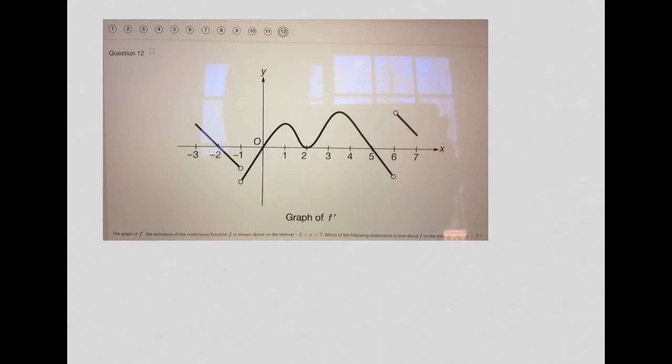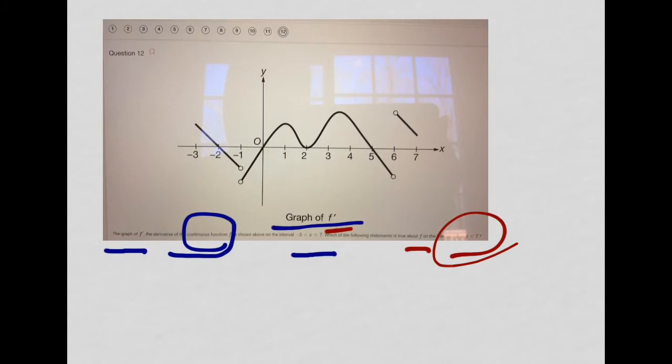Okay, so let's take a look at this function, and it's a graph of the function f prime. A lot of things going on with it. They tell you it's the derivative of a continuous function f, and shown above is the interval from -3 to 7 exclusively, which is what happens with derivatives. Which of the following statements is true about f on that interval? So what do we know about f?